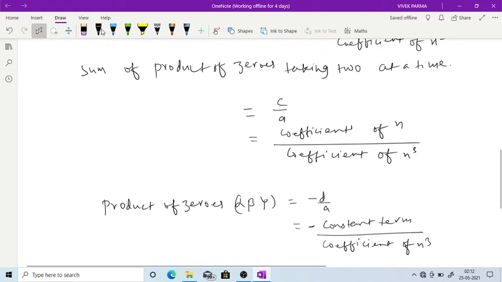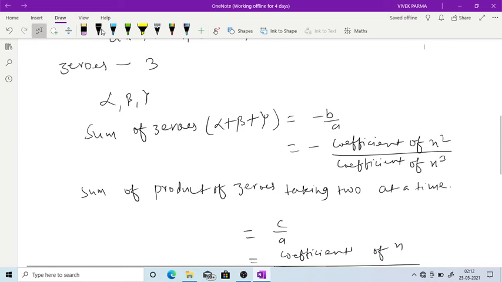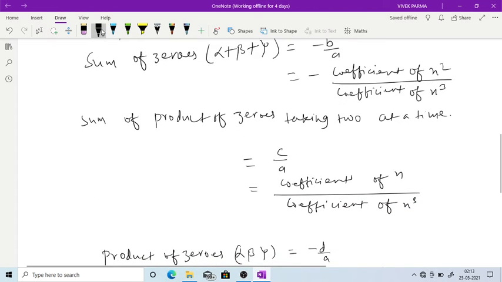See how we have written here the relationship between zeros and the coefficients of polynomials. For the cubic, we have discussed the sum of zeros, alpha plus beta plus gamma, is minus b upon a. And for the sum of products, taking two at a time, it can be written as alpha beta plus beta gamma plus gamma alpha.